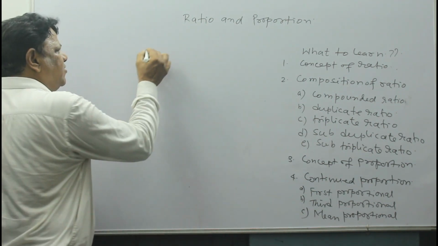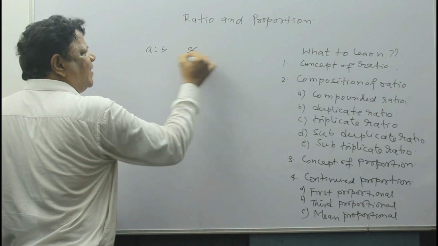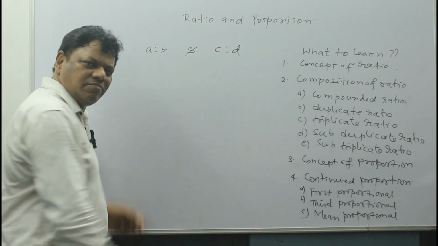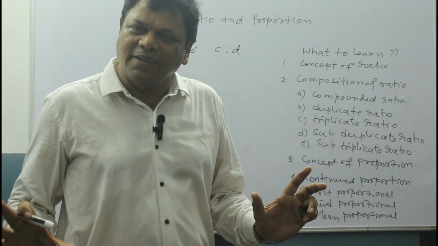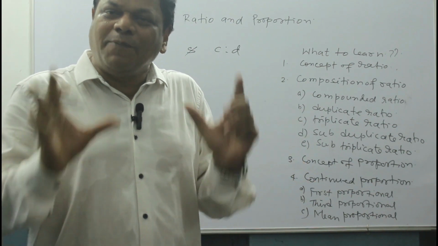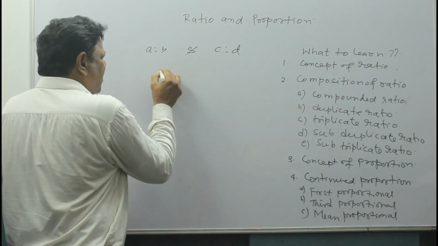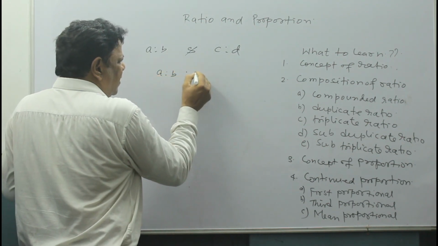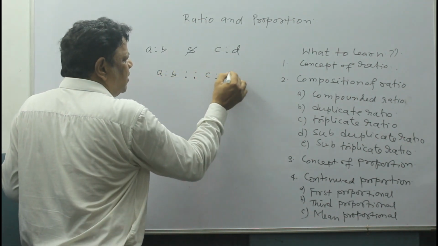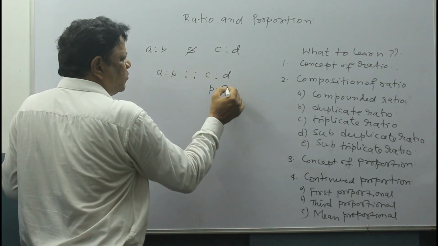That means one ratio A is to B is given and another ratio, let's say C is to D, is given. Two ratios are given. Now, if I say find the proportion, the equality of two ratios, that means A is to B, here give 4 dots, C is to D. This is proportion.